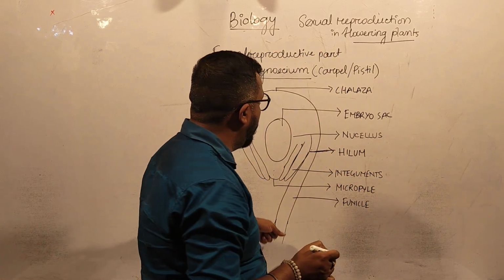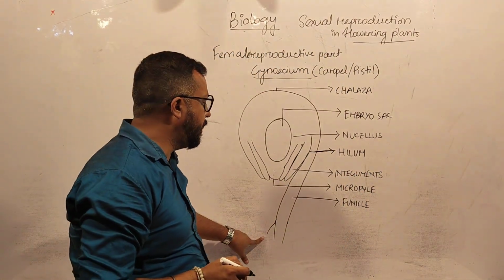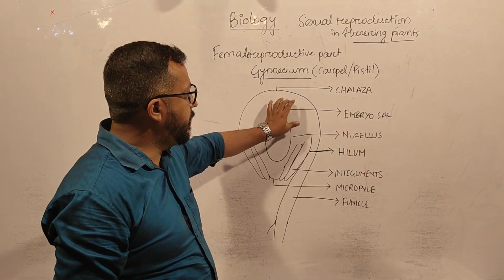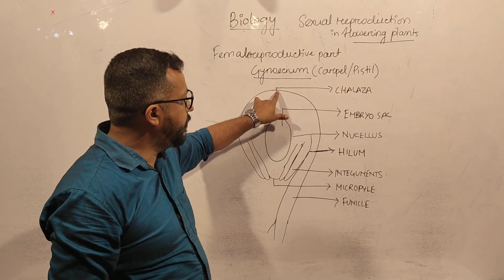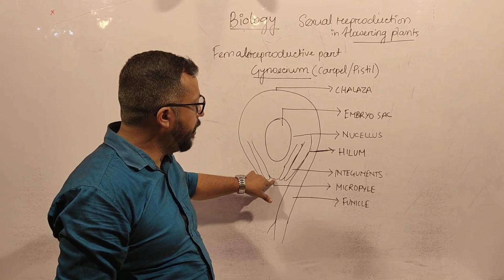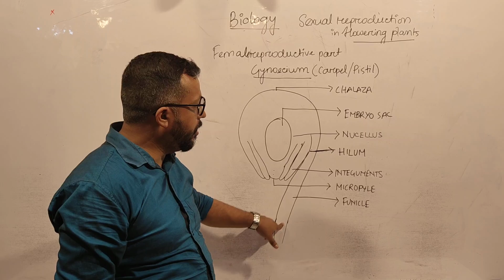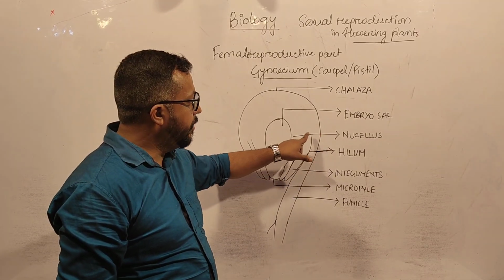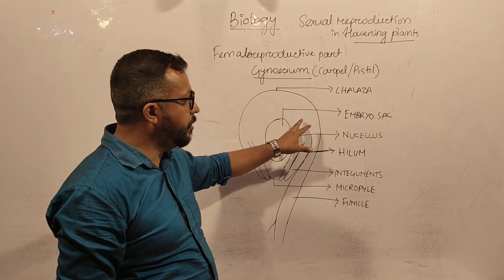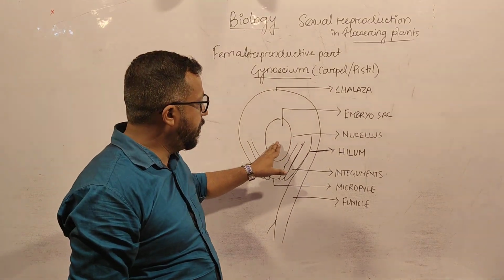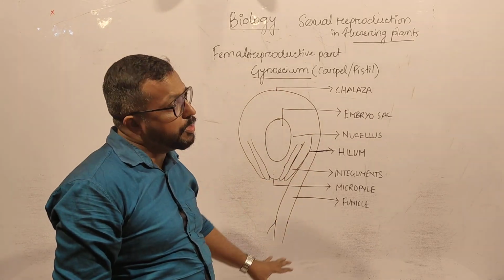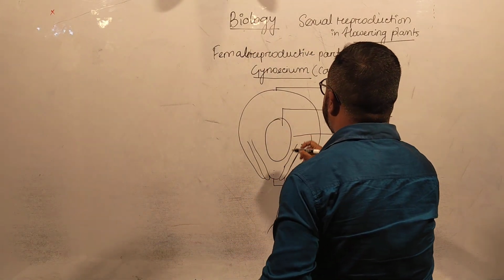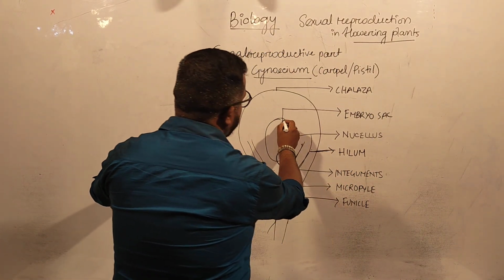I want all of you to have a good look at the structure of the ovule. You can see this is the embryo sac, this part is the chalaza, this opening is the micropyle, this part is the funicle, where it is attached to the ovule is called hilum, then the inside tissue is called nucellus, and this whole structure is attached to the locule.